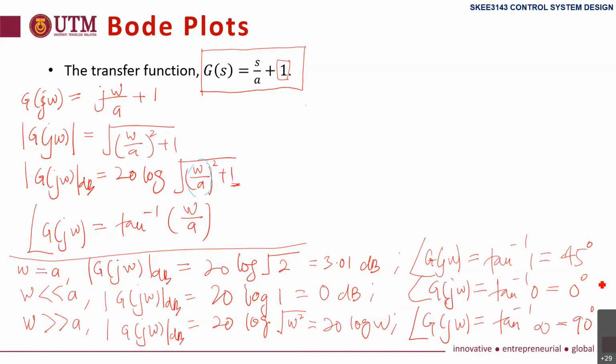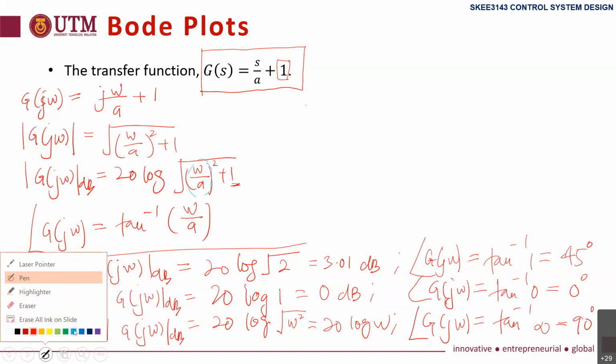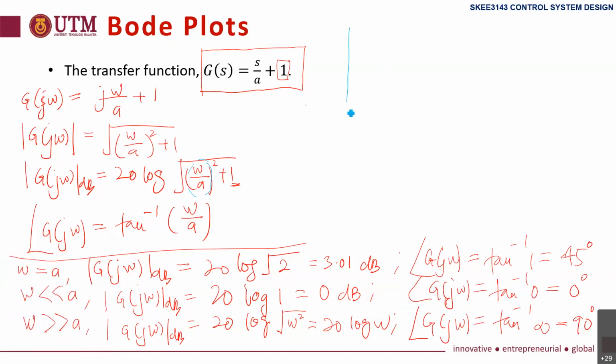So this is how we use straight line approximation to approximate or predict the Bode plot for S over A plus 1. So now let's plot. Let's do the sketching. First, for the magnitude.